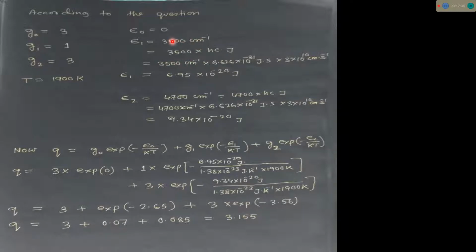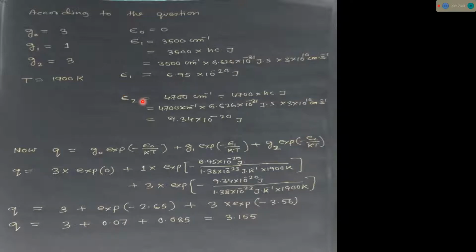The energy is given in centimeter inverse, we want joule, so we multiply by hc. We put the h value in joule second, 6.626 times 10 to the power minus 34 joule second, and the velocity of light in centimeter per second. Then centimeter inverse and centimeter cancel out, second inverse and second cancel out, and only joule will be left. So we obtain the energy of epsilon 1 equal to 6.95 times 10 to the power minus 20 joule.